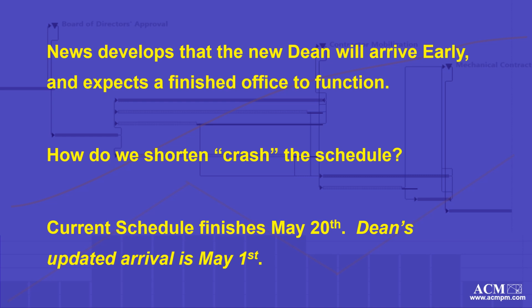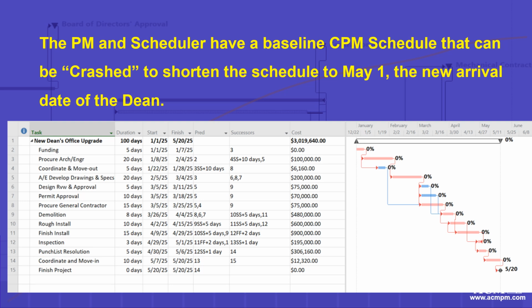As in the real world, project teams need to be able to respond to changing conditions, needs, and priorities. Utilizing total cost management and predictive CPM techniques, the project team can successfully shorten the project schedule, accommodating the dean's new arrival on May 1st. Examining the baseline schedule, the question is how to most effectively shorten the schedule or crash it from May 20th to May 1st. Let's utilize total cost management and the critical path to shorten the schedule.